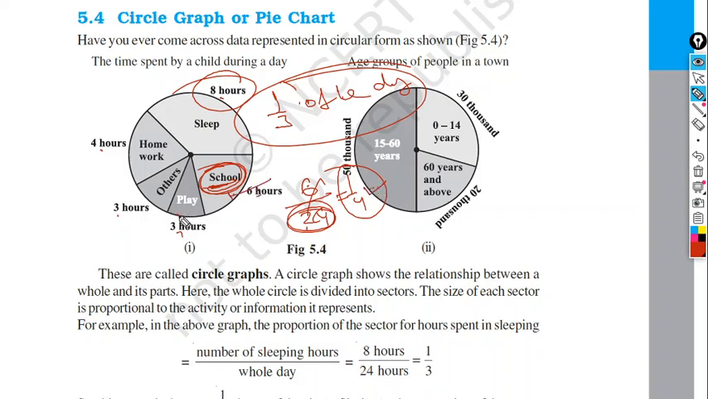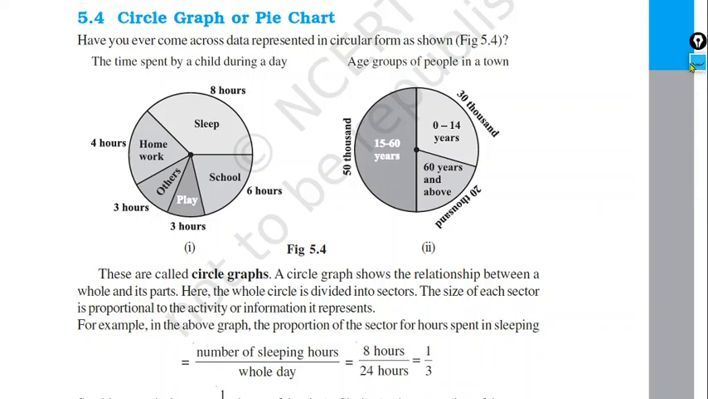Similarly, you can find how much time is spent on playing, other work, or homework also. Okay, we can see another figure here. You can see 0 to 14 years, 60 years and above, and 15 to 60 years. This is the age group of people in a town.